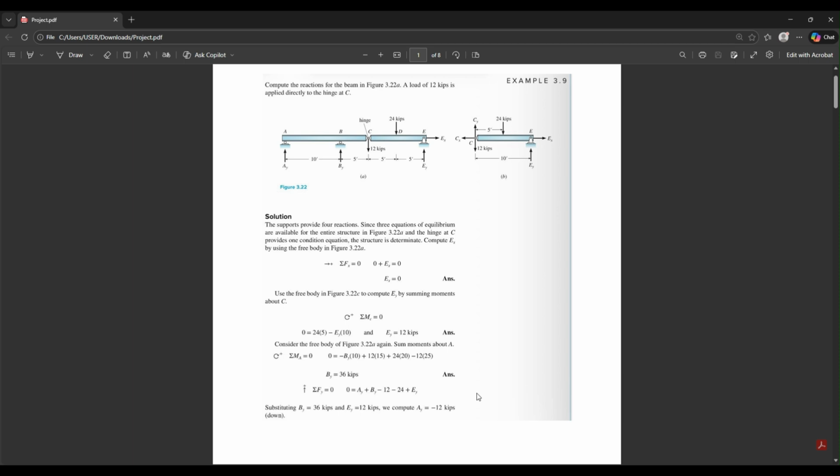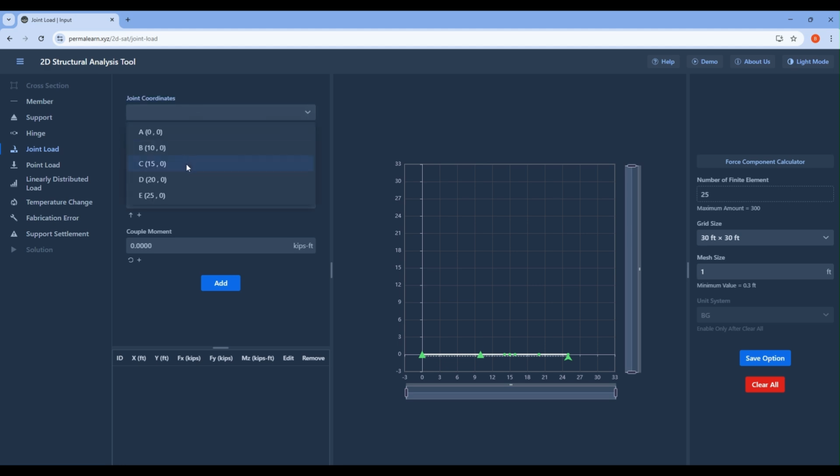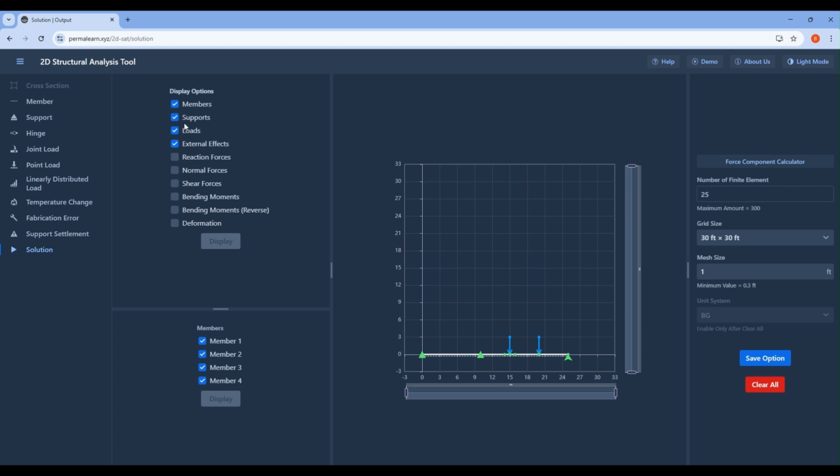And now let's add the external load, which is 12 kip and 24 kip at point C and at point D respectively. So the joint load, point C here, we have the downward force of 12, and at point D here, we have the downward force of 24. So after adding the force here, we can click to the solution.